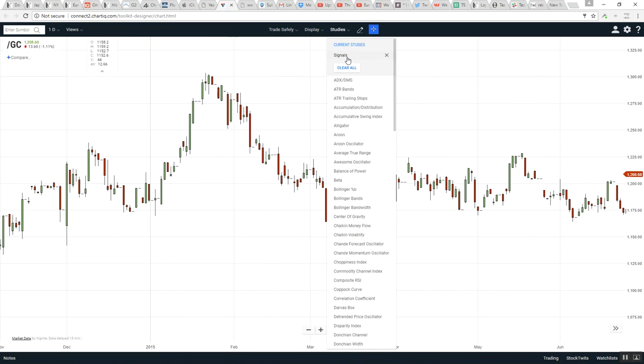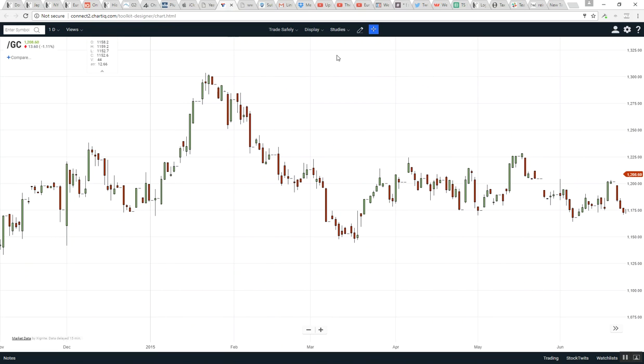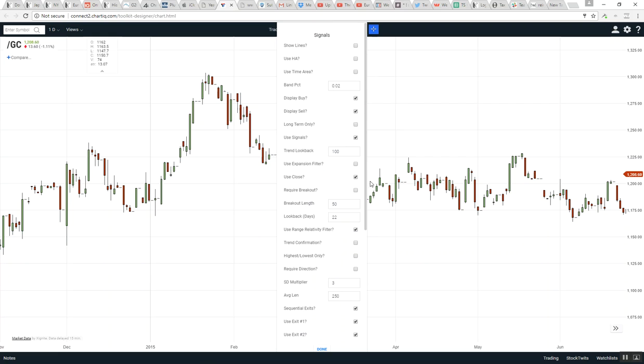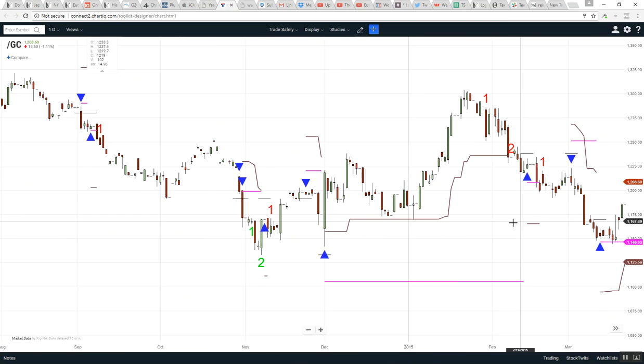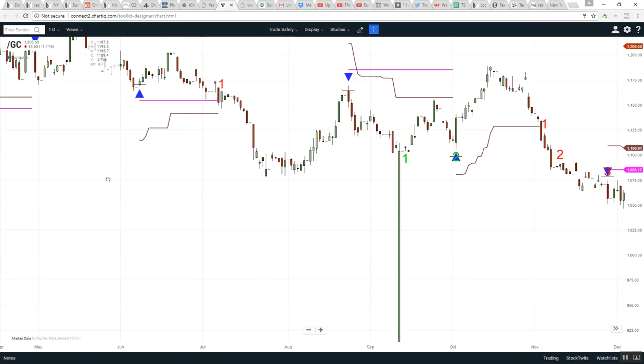Just to increase the frequency of signals, I might just turn this range relativity filter back on. Okay, done. Okay, so I'm just trying to find a good example for you.